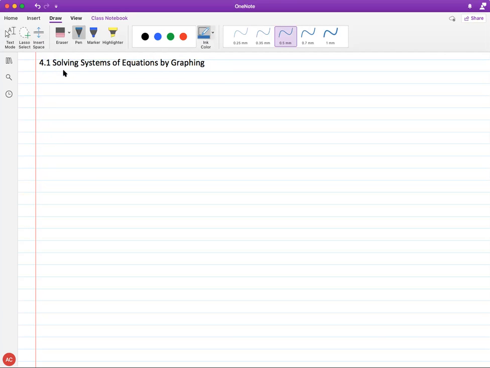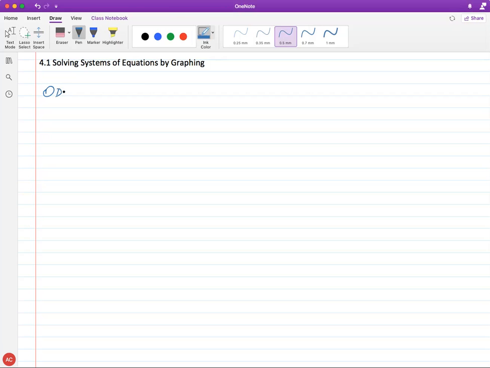All right, so today we're going to be talking about some linear systems, and we're going to see how to solve them using graphs, okay? In the next couple of classes, we're going to see how to solve them using other methods, different than graphing, algebraic methods like elimination and substitution. So the past few classes we talked about lines and slopes and linear equations.